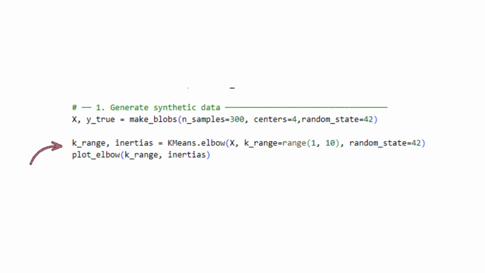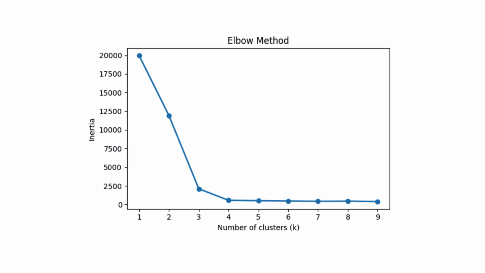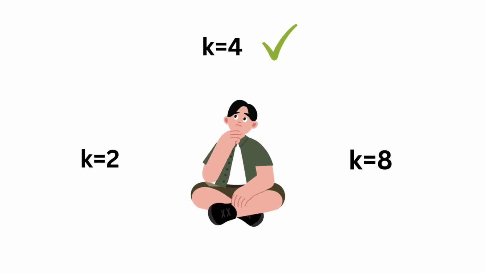Now, let's run this on the same blobs from the last video. Look at this plot. On the x-axis, we have the number of clusters, and on the y-axis, we have the inertia. Notice how the line drops sharply and then starts to level off right at k equals 4. That bend is the elbow. This confirms that for our dataset, 4 is indeed the optimal number of clusters.